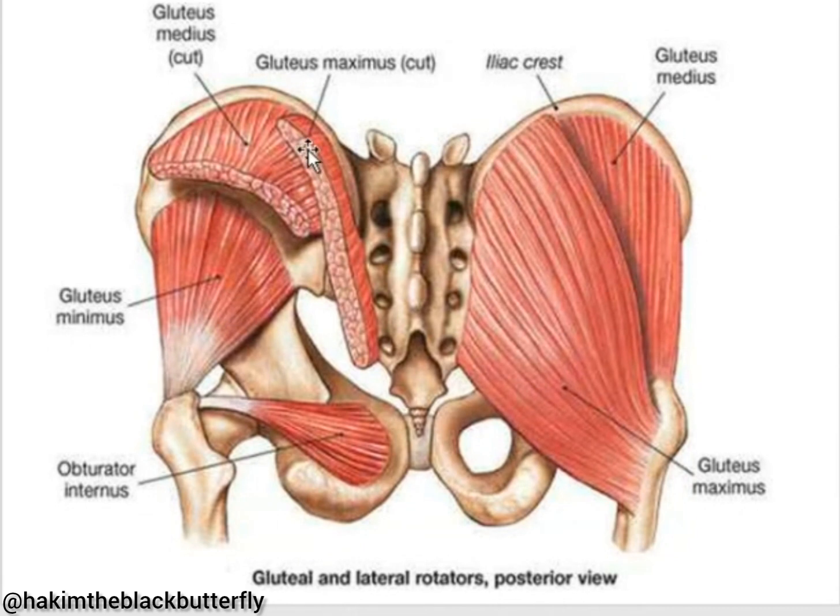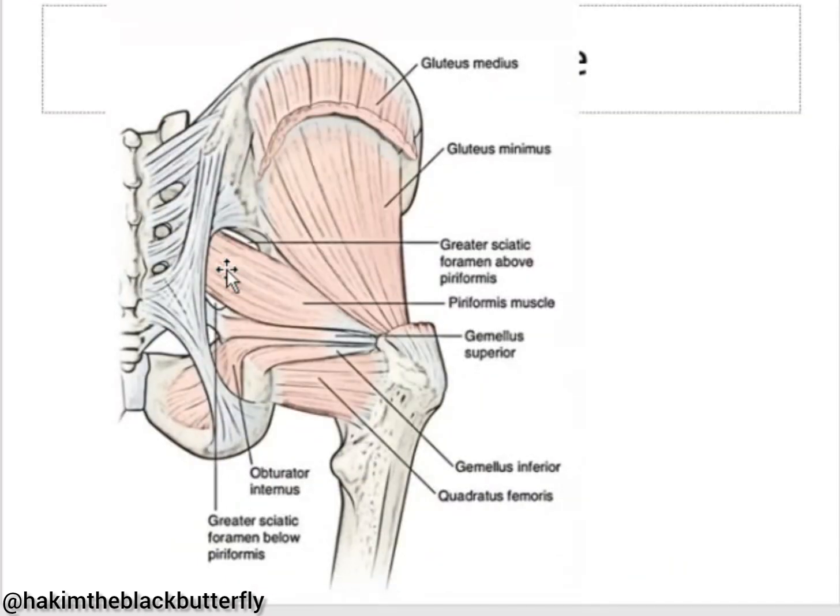So the gluteal muscles are Gluteus Maximus, Gluteus Medius, and Gluteus Minimus. So on top of all of them is Maximus. Deep to the Maximus you have Medius, and deep to the Medius you have Minimus.